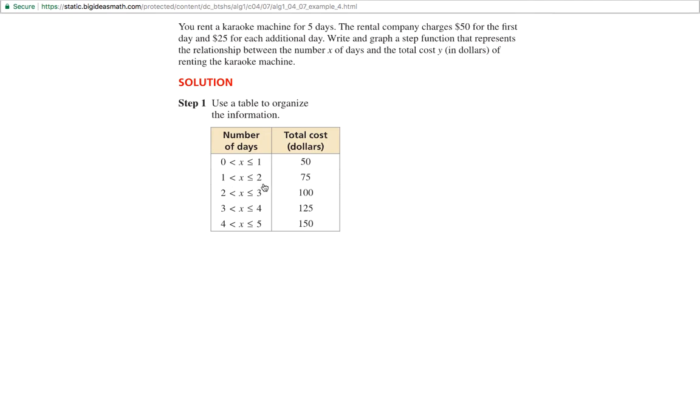Anything between 1 day and 2 days, notice that's cumulative. They have to add the extra 25, so it's going to be a $75 fee, not just 25. It's the 50 for the first day plus the other one. And then each additional day is $25 more and such. So that's a good way to organize it. All right, so what would that kind of look like? Well, once you get the information, you're going to write the step function. So f of x equals 50, 75, 100, 125, and 150.